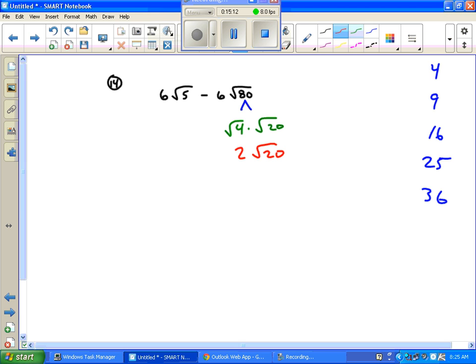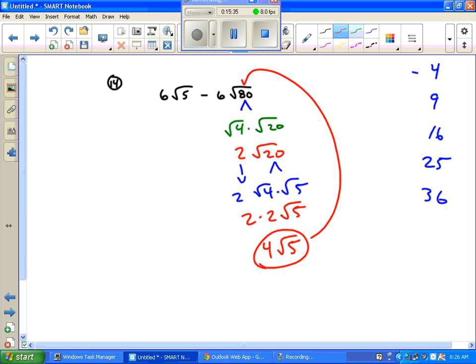But the square root of 20 can be broken down as well, again, using 4. The square root of 4 times the square root of 5. So 2 times the square root of 4 times the square root of 5 means 2 times 2 times the square root of 5. A whole lot of breaking down to get 4 times the square root of 5. That's what the square root of 80 is. So if we bring all of that down and move all of that mess out of the way, what we're left with now is 6 times the square root of 5 minus 6 times 4 times the square root of 5, because that's the square root of 80.